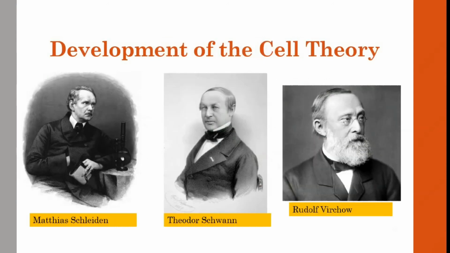The development of the cell theory. Three German scientists made especially important contributions to knowledge about cells. These scientists were Matthias Schleiden, Theodor Schwann, and Rudolf Virchow. These three scientists came together to create the cell theory, which is a widely accepted explanation of the relationship between cells and living things.